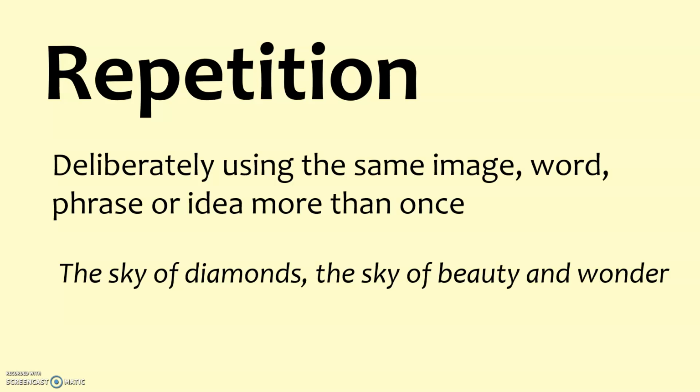Repetition, deliberately using the same image or word or phrase or idea more than once. For example, if I talked about the sky of diamonds, the sky of beauty and wonder, I'm repeating the word sky there to almost focus our attention on it. So as I say, repetition is where you're deliberately using something more than once. Look at the spelling of it as well. A lot of students get this one wrong. They miss out the extra I-T-I, I should say. So you've got repeat, because it comes from the word repeat, which a lot of students forget when they're spelling it. So you lose the A from repeat, but add in the I-T-I-O-N on the end of it. Just watch your spelling of it. I get that one a lot as a teacher.